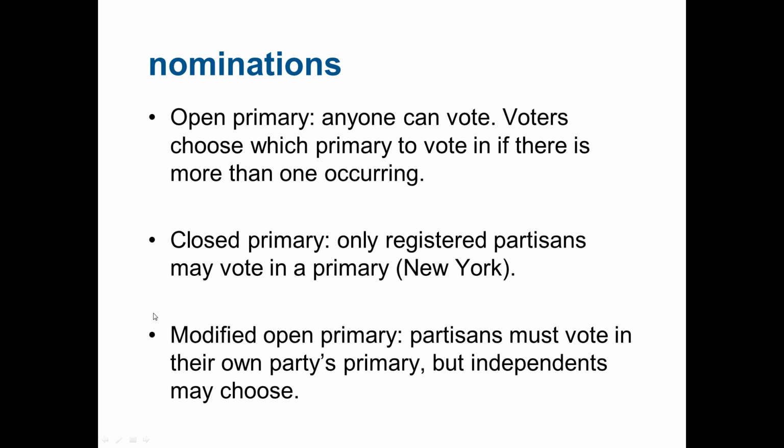Another third way that a few states do it is through what's known as a modified open primary, which means that you basically have an open primary as it pertains to independents, who can choose to vote for whichever contest they want to. However, there's no crossover voting for people who are registered for a party. So if you're a Democrat, you can't cross over to the Republican contest and vote there.